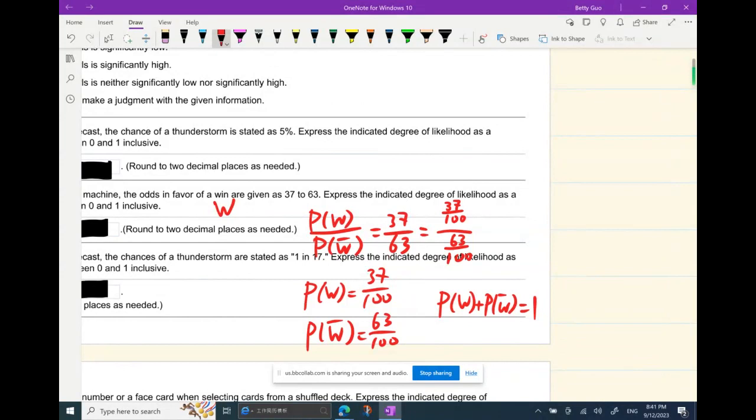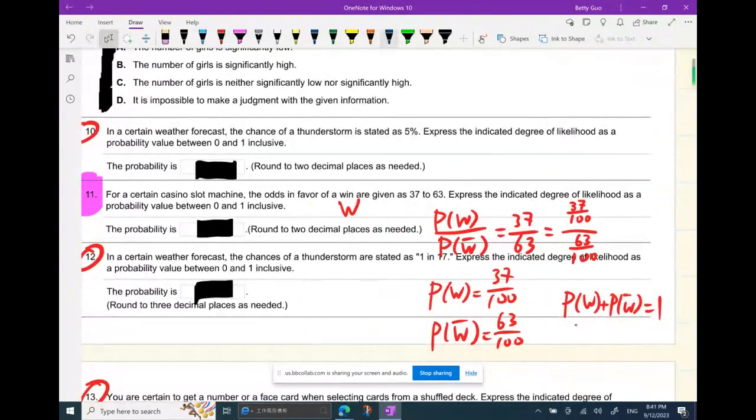In this case, how do I know it's 100? Because 37 plus 63 happens to be 100. If I divide by 100, I make the sum of the two probabilities 1, right? 37 over 100 plus 63 over 100 is 100 over 100, which is 1. So that works. The probability of winning would be 37 over 100, which is 0.37, right?